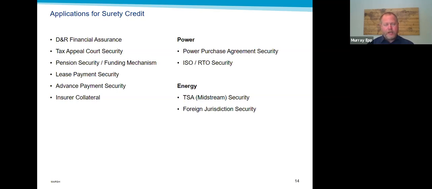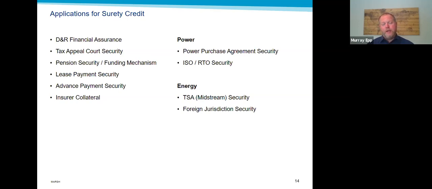In the power side of industry, there's opportunity for PPA security. And we can talk about that in a little more detail later. And then, of course, the independent system operators and regional transmission organizations accepting security as well in the form of bonds. In Canada, their peers would be known as the IESO in Ontario, and then the AESO, or the Alberta entity as well. Neither of those currently accept bonds, but there's definitely opportunity for the surety-backed letter of credit.